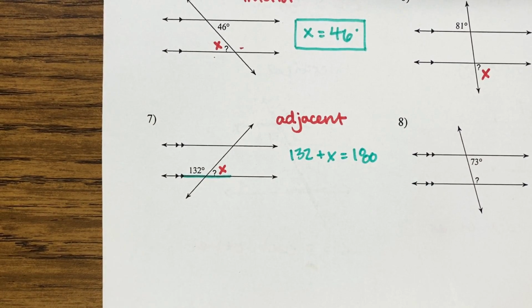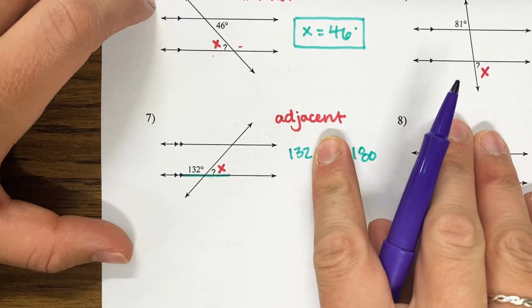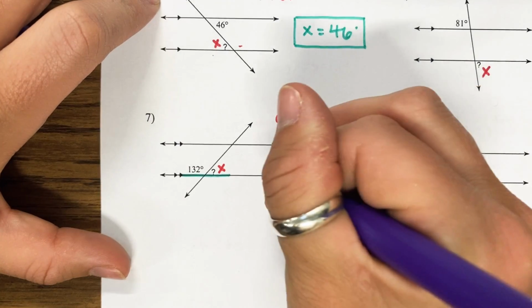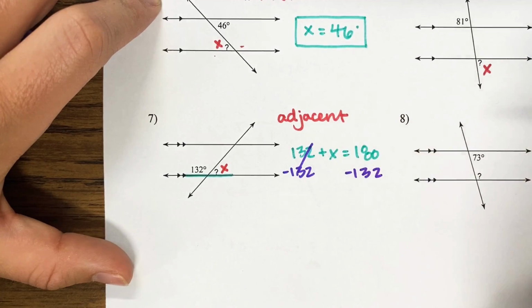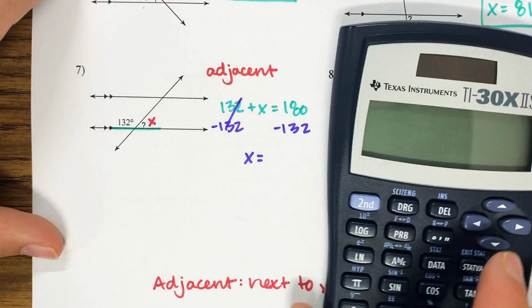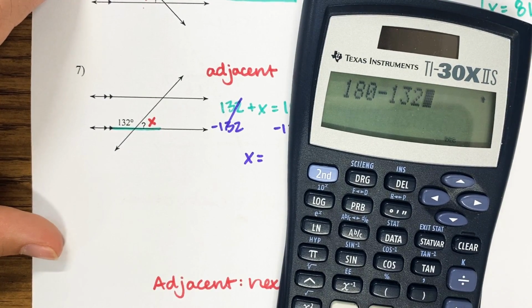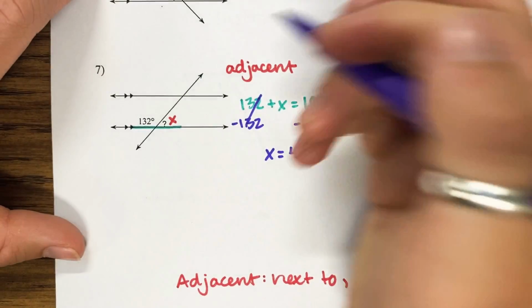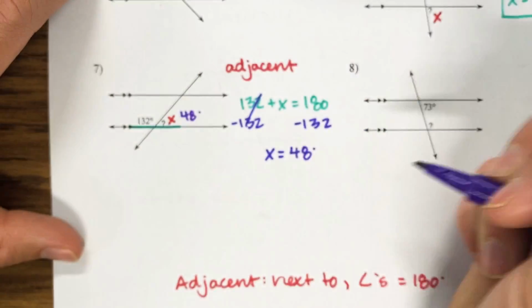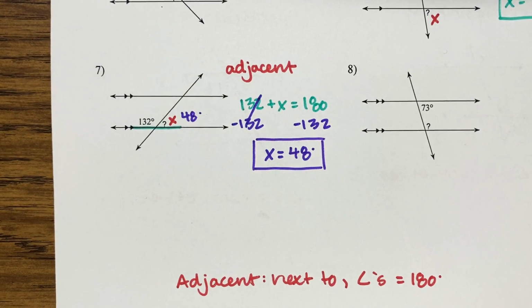And now I'm going to go ahead and solve this equation. I'm trying to get X by myself. So how do I get rid of positive 132? I'm going to subtract 132. Okay, so my X is all by itself. What is 180 minus 132? 180 minus 132. And we get 48. So we know that our X degree is 48 degrees. And there we go.